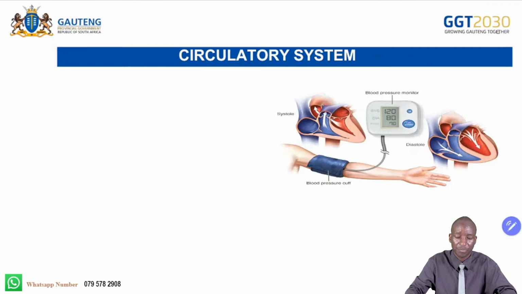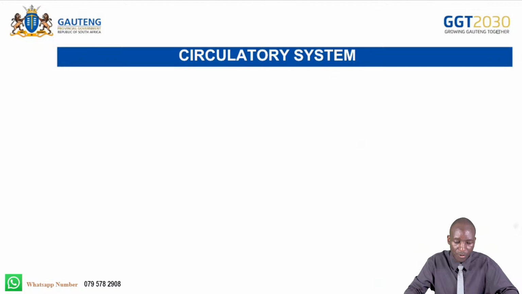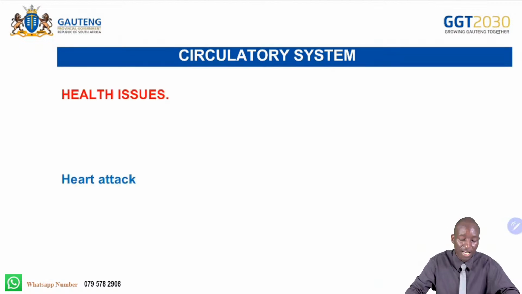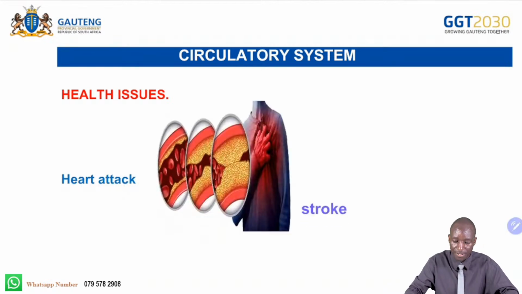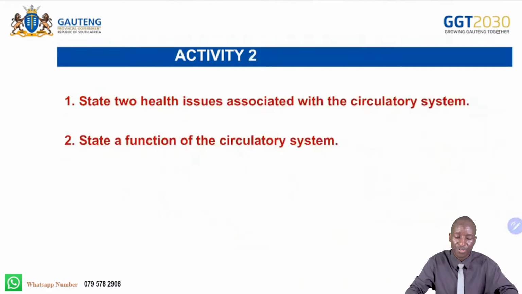What more do you need to know about this circulatory system? Health issues that have to do with this system: high blood pressure, which we normally call BP. We also have another health issue, heart attack, as well as stroke. So those are the health issues that have to do with the circulatory system.